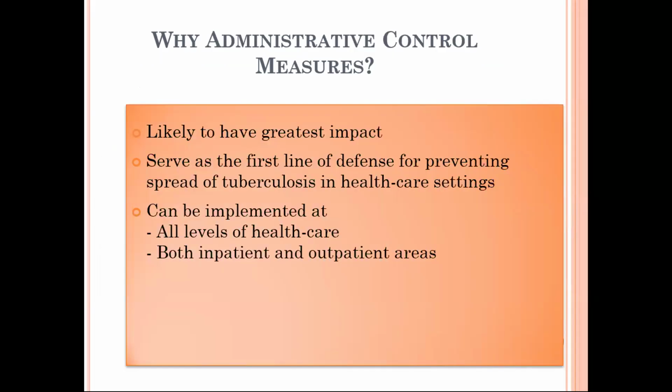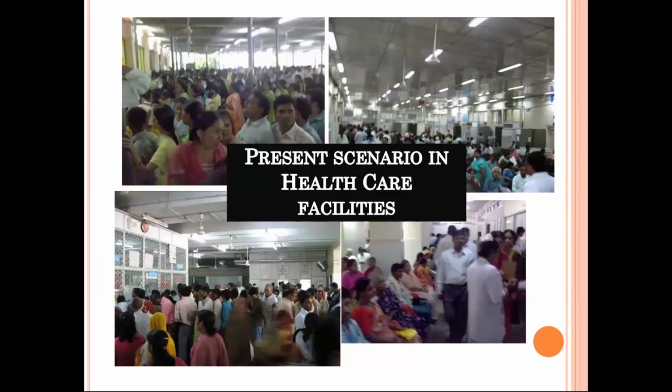This is likely to have the greatest impact. This serves as the first line of defense for preventing spread of TB in healthcare setting, and it can be implemented at all levels of healthcare, whether it's primary, secondary, or tertiary. It can be done at both the inpatient and the outpatient areas.